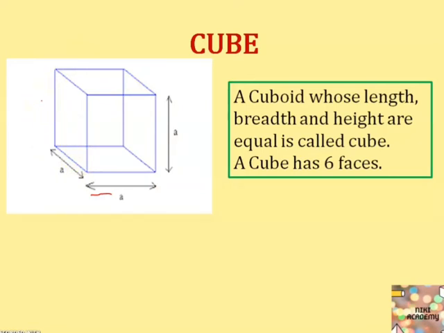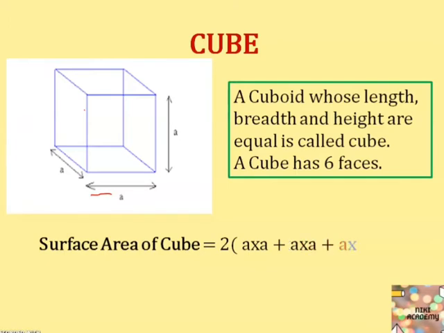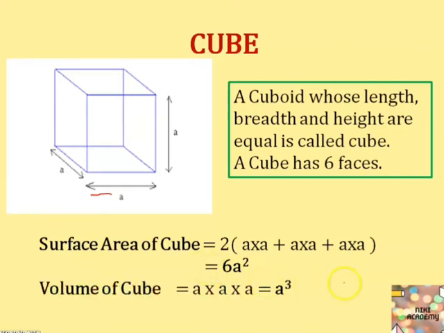Okay. Now we are going to find the surface area. For the cuboid we have written 2 into (LB plus BH plus LH). Here all the sides have the side A. So we are writing 2 into (A into A plus A into A plus A into A). Simplifying, you get 6A squared. Similarly, the volume of a cuboid was LBH. Here L, B and H are equal to A. So we write A into A into A, which is equal to A cubed.